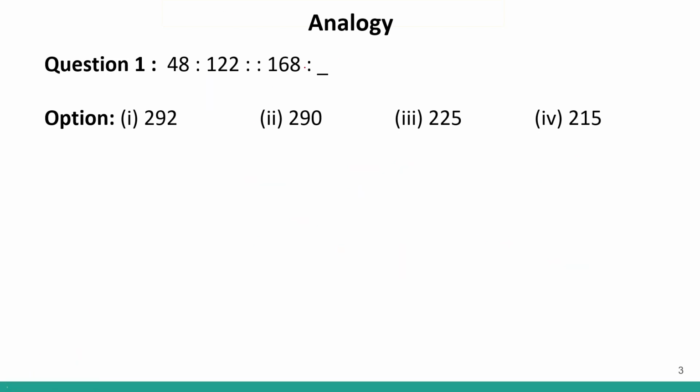Now, if you look at these numbers, 48 is very close to 49 and 122 is very close to 121. Correct? Similarly, 168 is very close to 169. Now, what is 49? 49 is 7 square and 121 is 11 square. Correct? 169 is 13 square. So basically this is 7 square minus 1, this is 11 square plus 1, and this is 13 square minus 1.